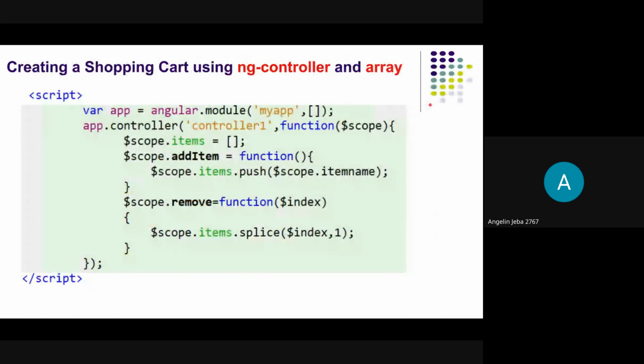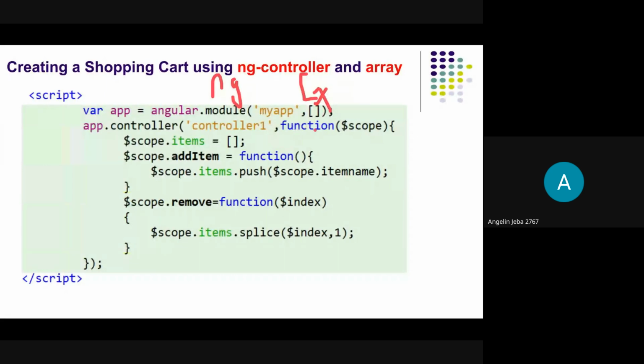How do we create a shopping cart using this ng-controller? We'll be doing this in the lab, I think. Here the variable app is equal to angular.module. We have used the module here, with myApp and an empty array, and for that we have given a controller.